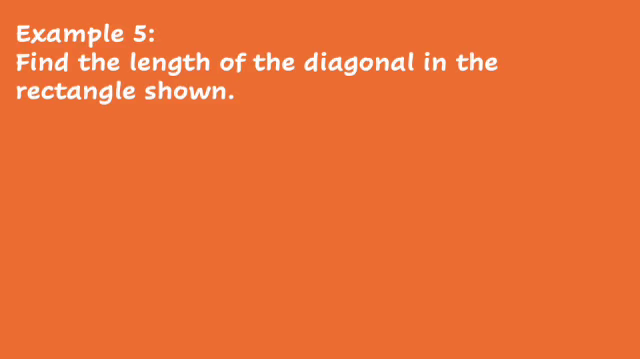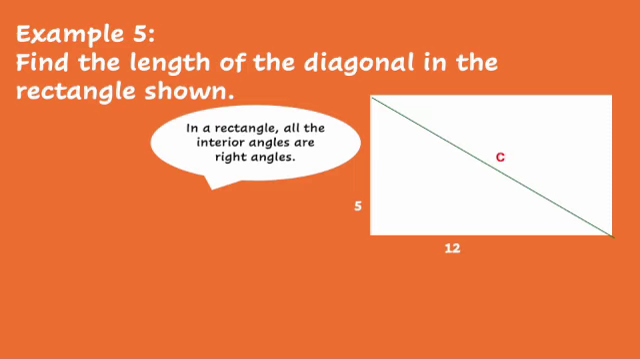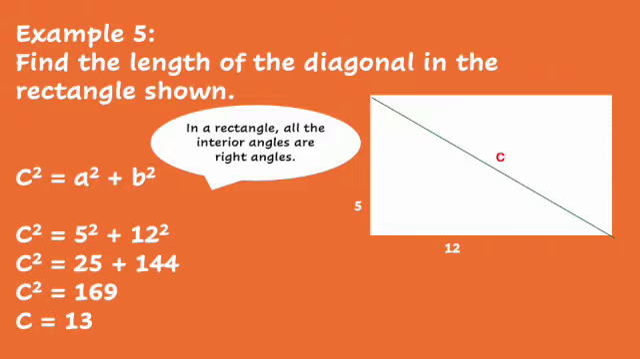In our next example, we need to find the length of the diagonal in the rectangle shown. Have a look at this rectangle. We need to understand that in a rectangle, all the interior angles are right angles. So we apply Pythagoras theorem here because we are sure now the rectangle is being divided into two right angle triangles. So here we put the values. So we say c square equal to a square plus b square, which is 5 square plus 12 square, and then when we simplify for c square we get 169. So C would be the square root of 169, which is C equal to 30.